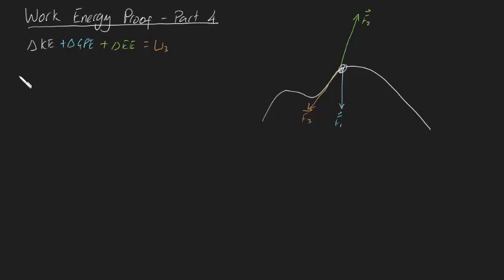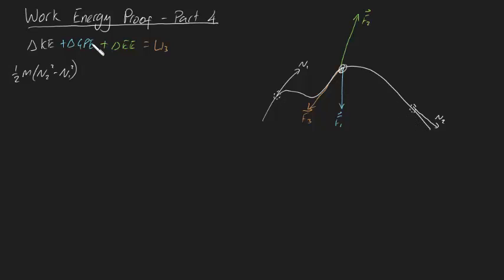Delta KE was, and we showed it in the first video, a half times m times v2 squared minus v1 squared, where v2 was the speed of your particle at its second position, and v1 was the speed of your particle at its first position. And we're completely free to define where we chose our first and second positions.